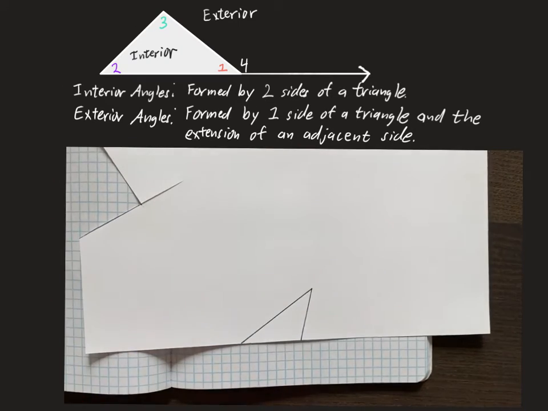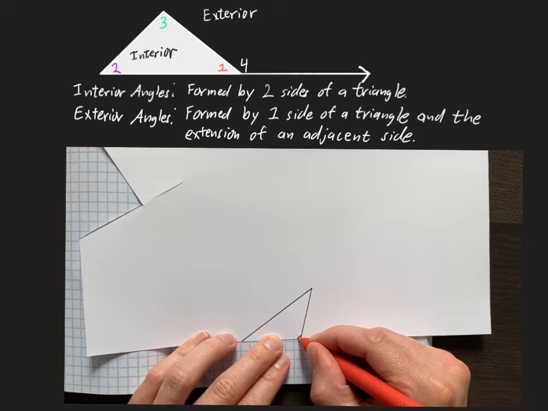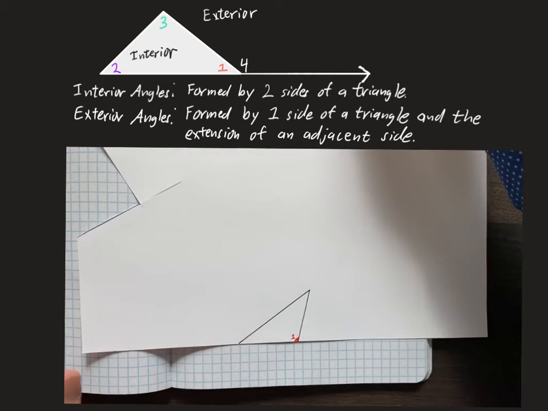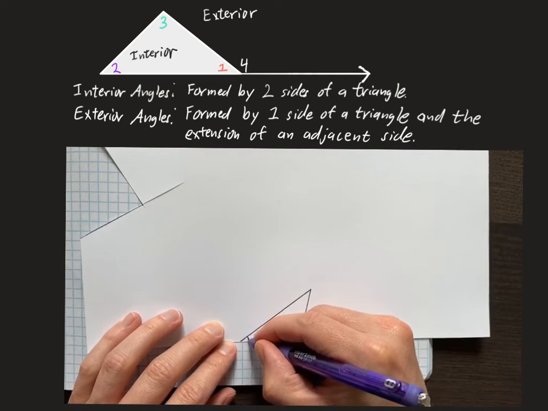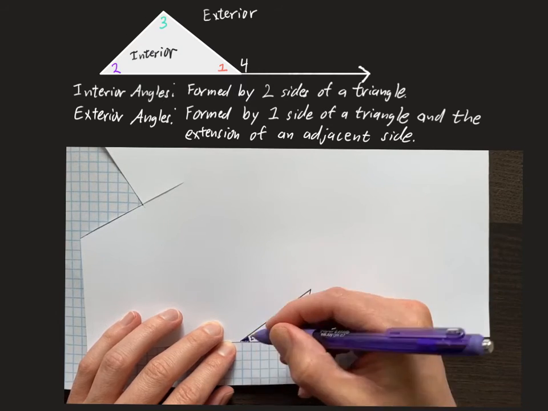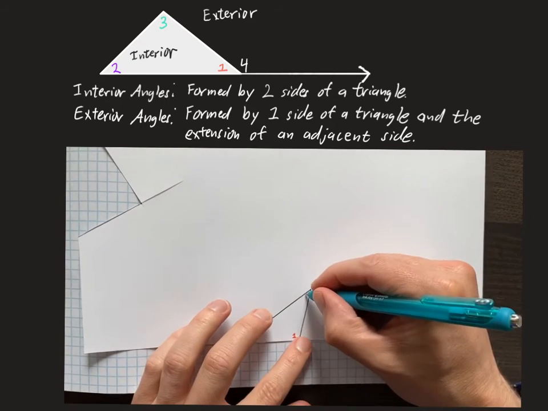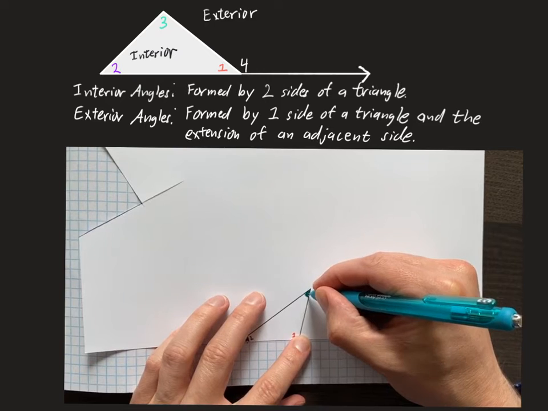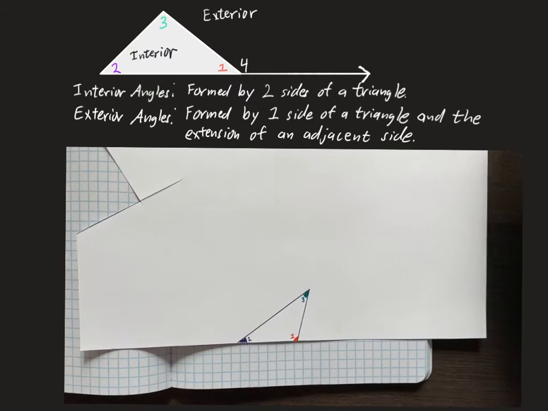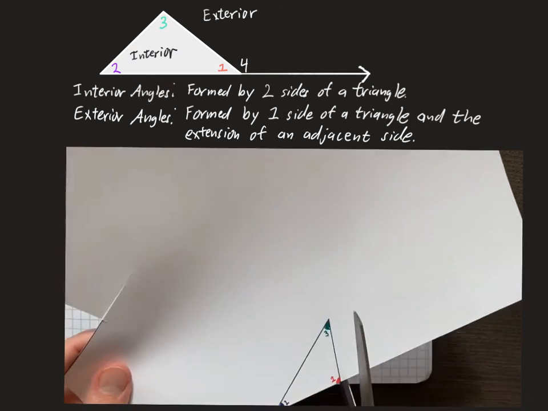Okay, and also just like the last one, you're going to color in each corner and then label it. So I'm doing lower right is angle 1, lower left is angle 2, and the top angle is angle 3. I'm going to cut out my triangle.